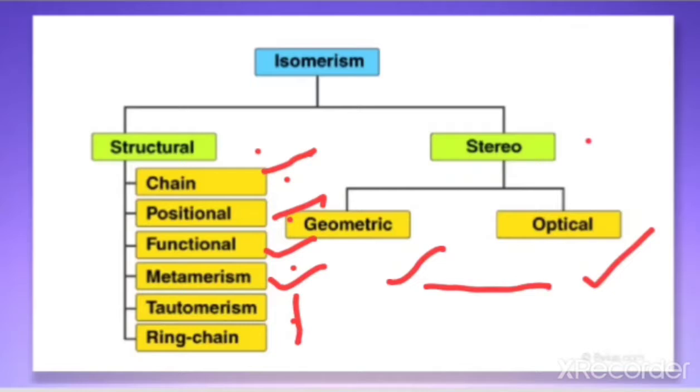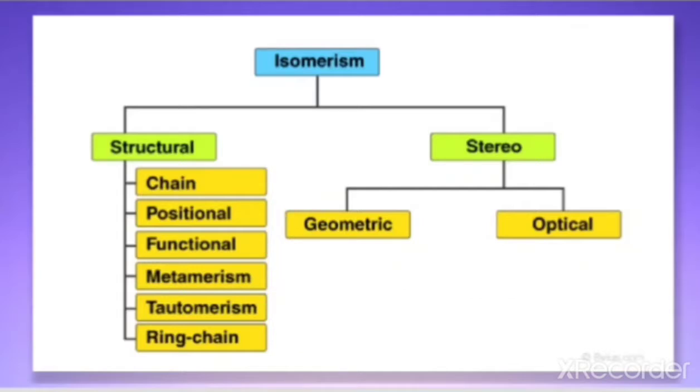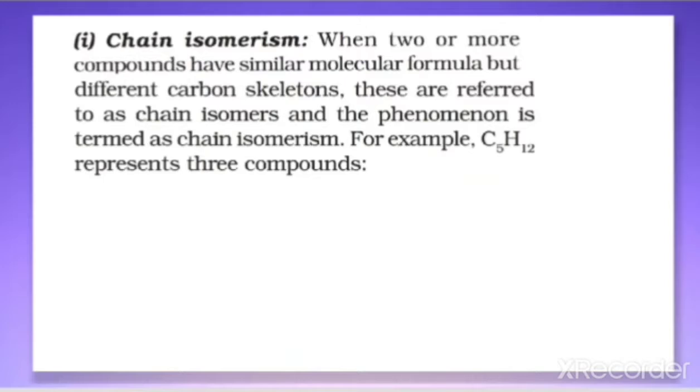So here we have to discuss the first type of isomerism, that is structural isomerism, in which we have to discuss chain isomerism, position isomerism, functional isomerism and metamerism. Let us discuss these types in detail with examples. First one, chain isomerism. When two or more compounds have the same molecular formula but different carbon skeletons, they are referred to as chain isomers, and the phenomenon is called chain isomerism.